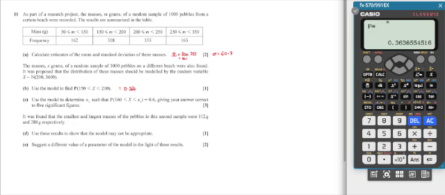Right, what are we going for? Use the model to determine x1 such that the probability between 160 and x1 is 0.6, giving your answer correct to 5 significant figures. Right, okay.